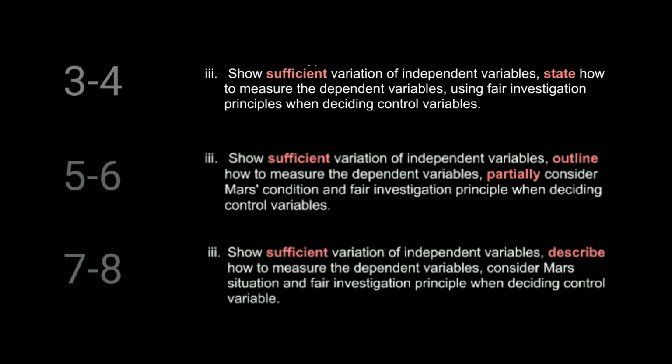If you miss this criterion, then you will more likely get an achievement of 3 to 4. As you can see, 3 to 4 doesn't require you to talk about Mars at all.